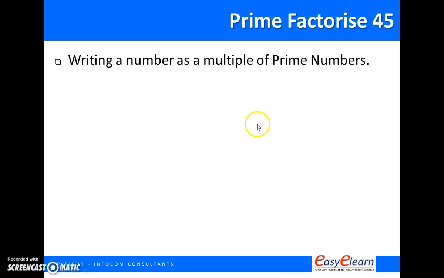So first of all, what is a prime number? We learned it before. A prime number has only two factors, which are the number 1 and the number itself. So what do we mean by prime factorization? Writing a given number as a product of prime numbers is known as prime factorization.